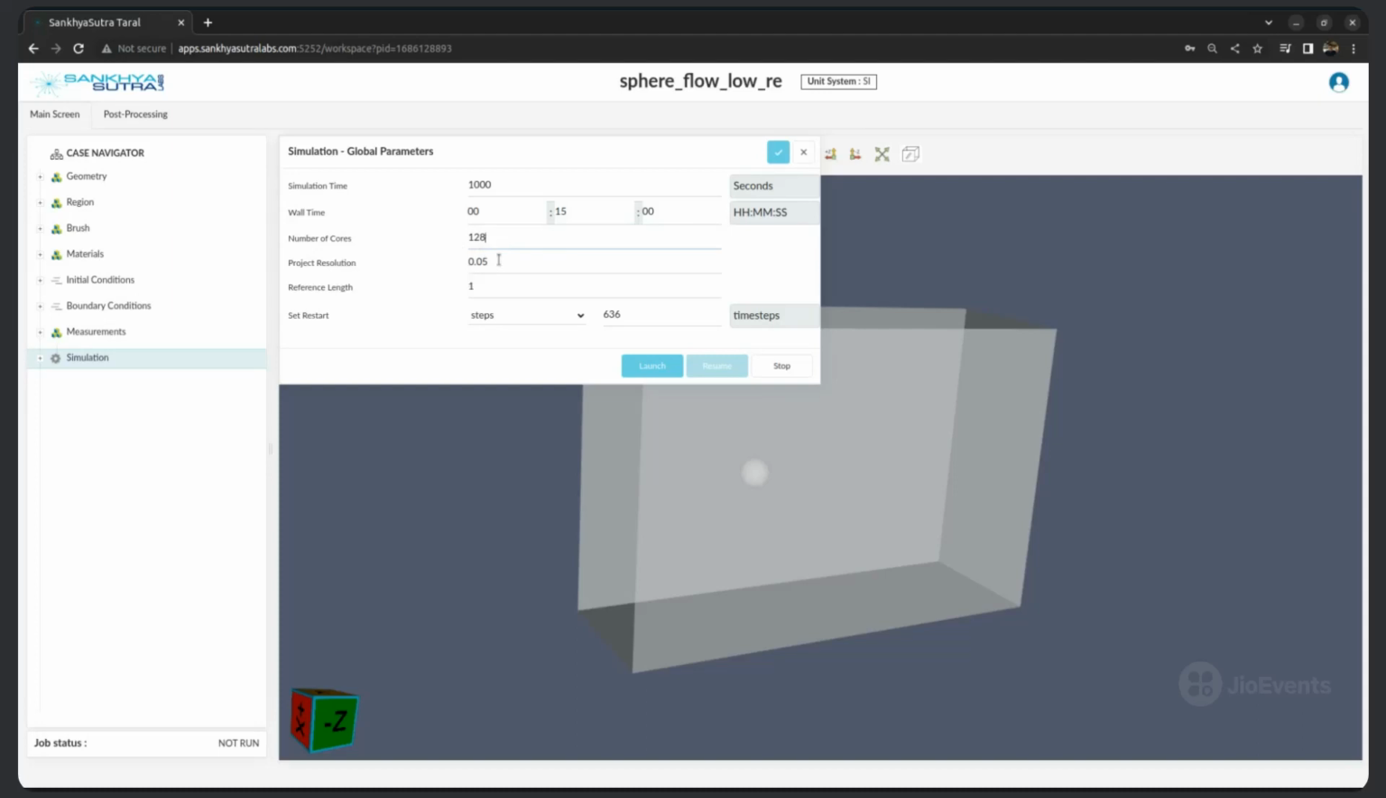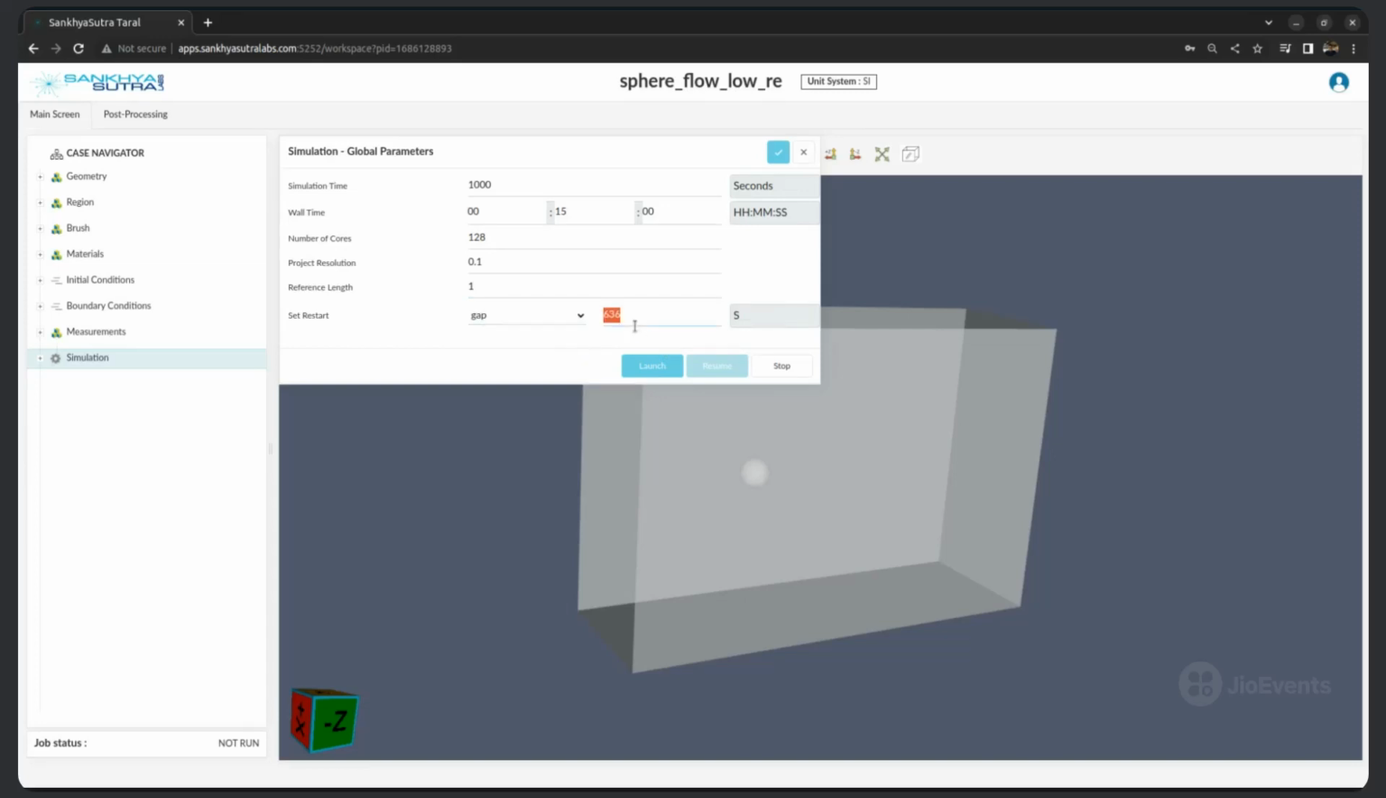And like I said, project level resolution is the coarsest resolution. So if I want two levels, I'll make it 0.1. And my reference length is used to calculate my non-dimensional quantities like Reynolds number and such. And another feature is for you to save restarts.